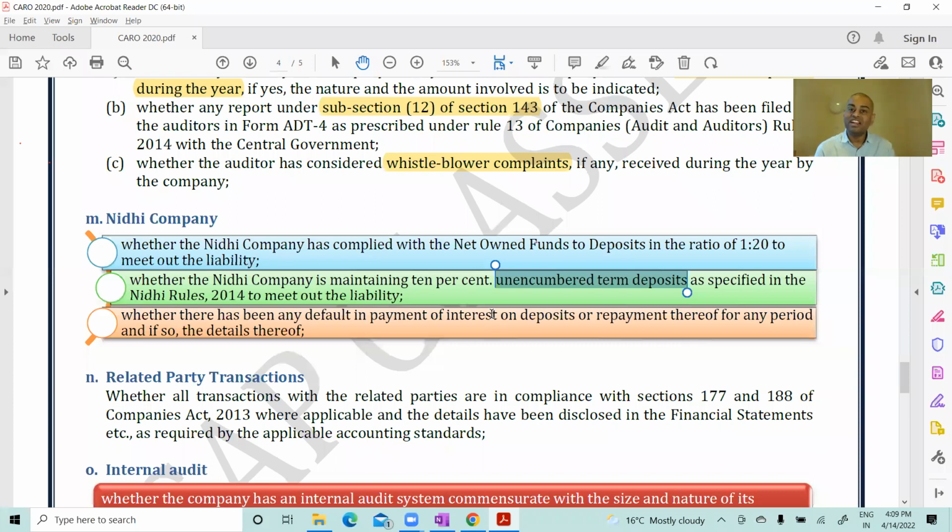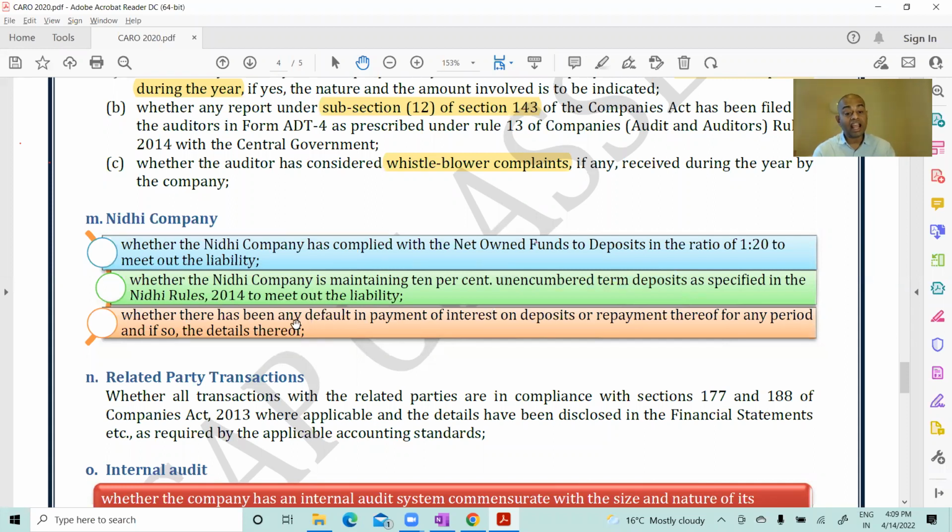Okay. SLR, every bank has to put money with RBI or in gold. So like that, Nidhi company also should calculate 10% of their deposits, and that money should be kept with some nationalized bank or approved securities. That's all. That is second point.